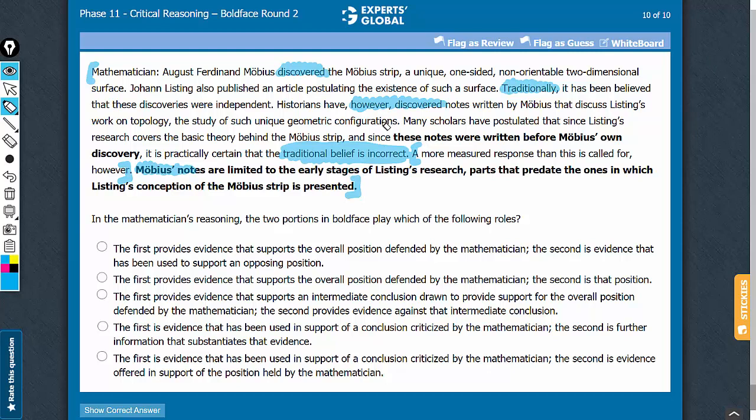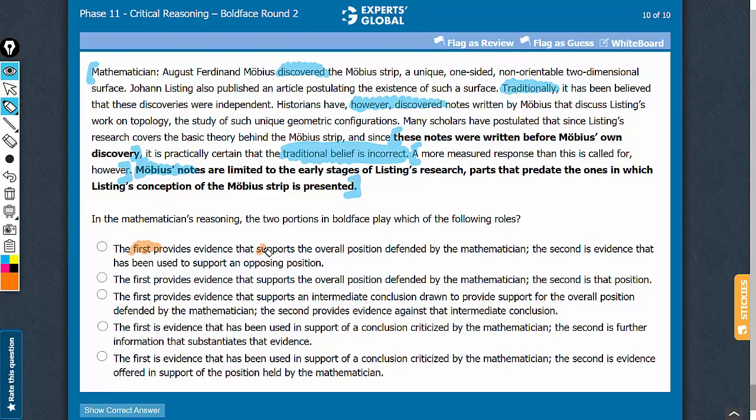Step 2 is to link the portions in boldface with the conclusion. Now see, the first boldface here is against the traditional belief, and the second boldface here is in support of the traditional belief. So we can say that the conclusion is against the first boldface and the second boldface supports the conclusion. So with that groundwork, let's look at the answer choices.